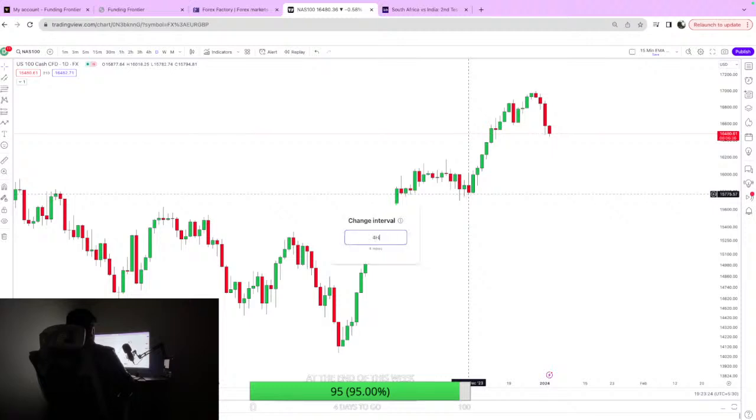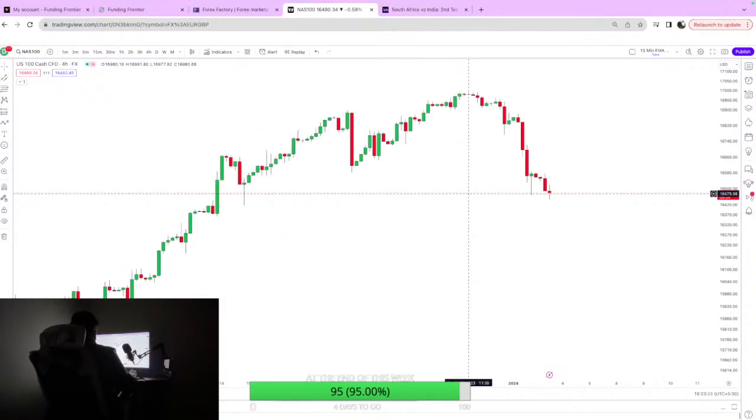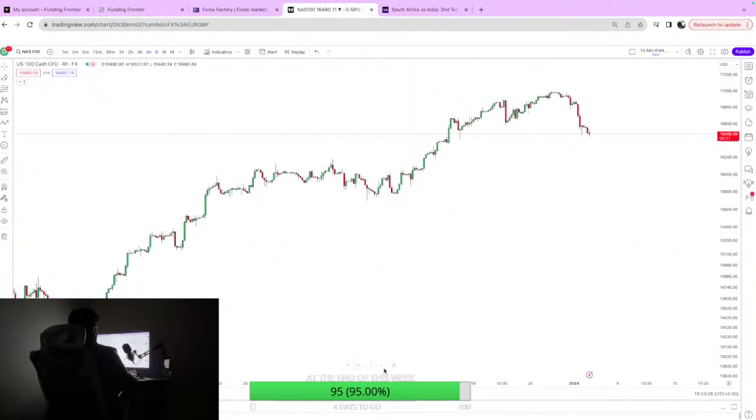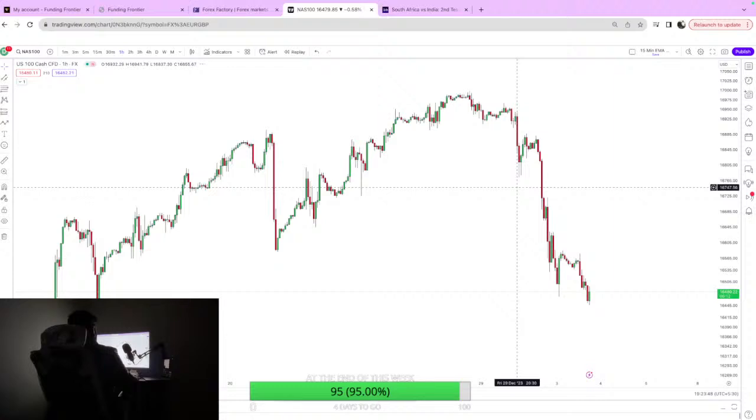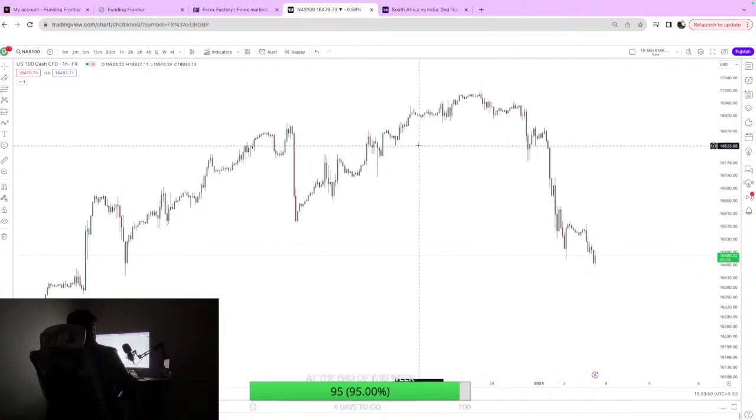Right, now let's switch to 4-hour time frame. So on 4-hour you can say it's a bit of trend reversal. This was a previous higher low, now we have a lower low. Okay, so the bias is bearish on the 4-hour time frame currently. Right, now 1-hour time frame, it is clearly bearish as market is making lower lows and lower highs.